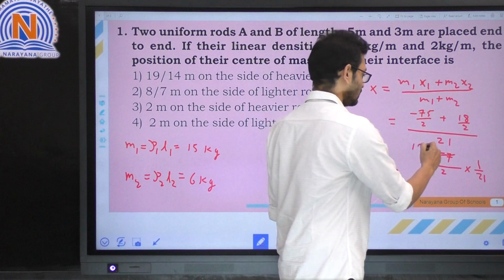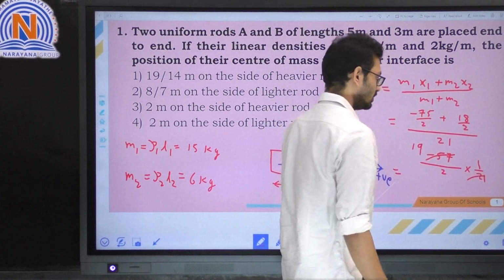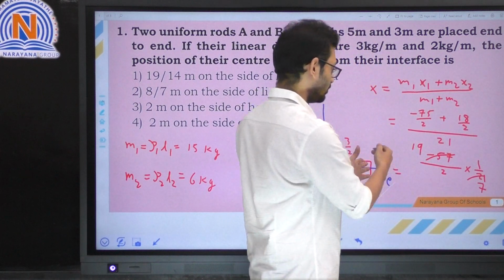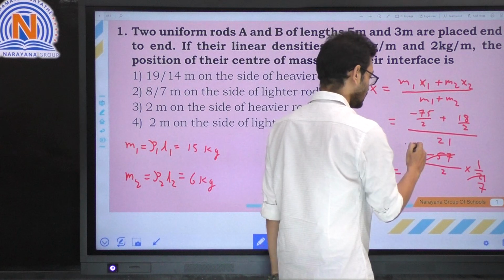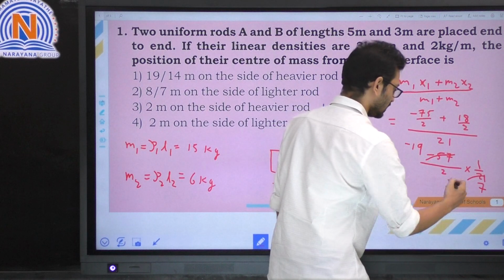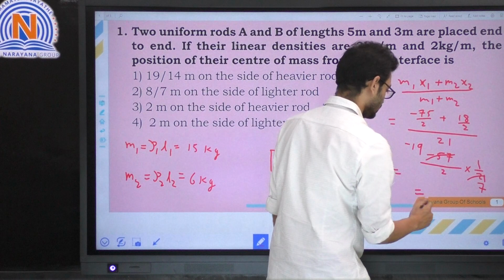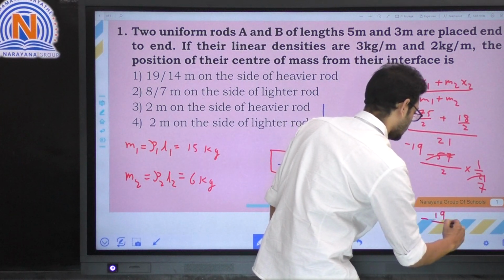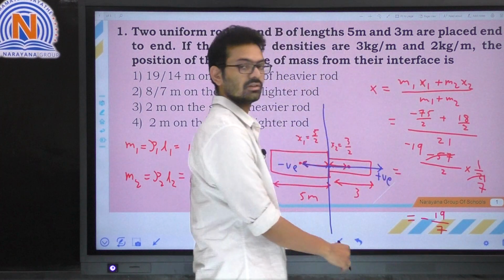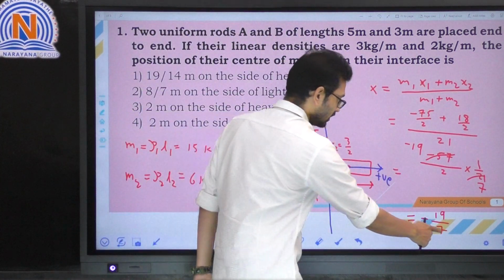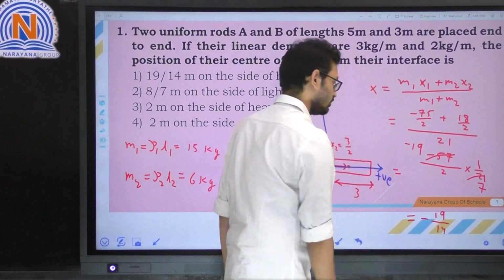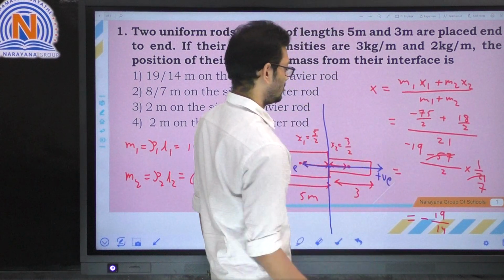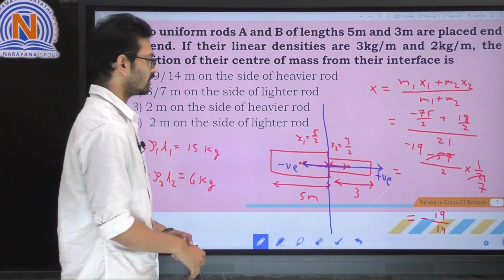So now how much will you be getting? 3 19s are 57, and this is 3 7s are 21, so minus 19 by 7. So we would like to write, how much is the answer? Sorry, 2 7s are 14, so minus 19 by 14 meters. Yeah, that is the center of mass, minus 19 by 14 meters.